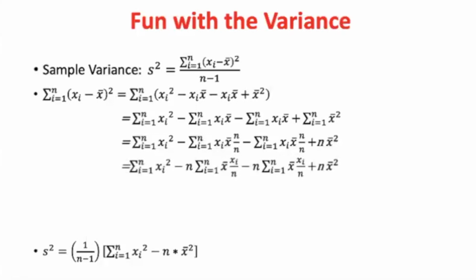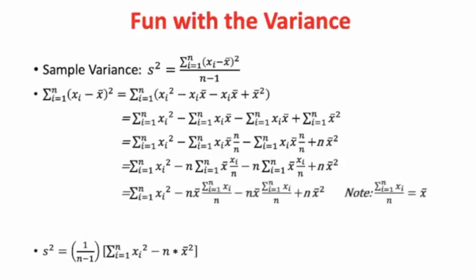I'm then going to, anytime I have a constant, I can pull that out in front of my summation sign. So I'm just going to pull the n out and then rewrite this as xi over n. The mean is a constant, so I can pull that out front. Notice here, I've got the sum of the x's over n. That's just my mean. So once I have the mean here, I can rewrite this as n times the mean times the mean. That's n times the mean squared, or n times x bar squared.